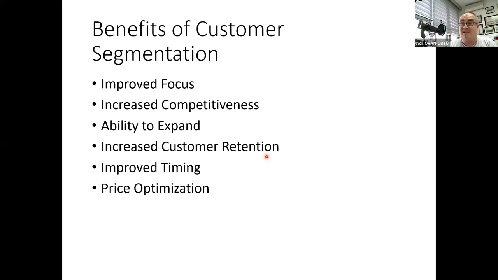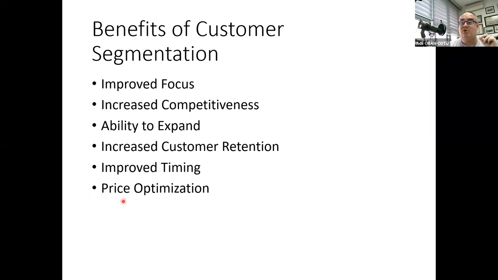So this means the customer is coming back to you again and again, or if it's a subscription service, continuing to be your customer. This helps you make more money from the given customers. So again, a happy customer is a loyal customer and will buy from you many times over. Improved timing. If you know the customer well, you know where they will be, when they will be there, when they actually want to purchase, and you may go out and find them, match with them more easily.